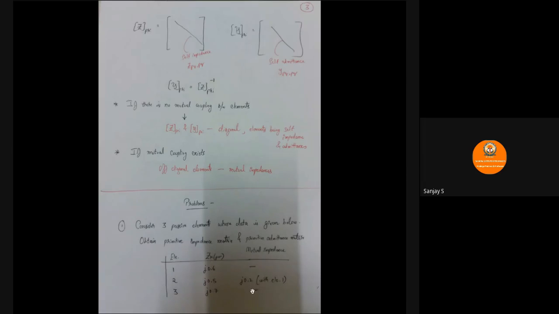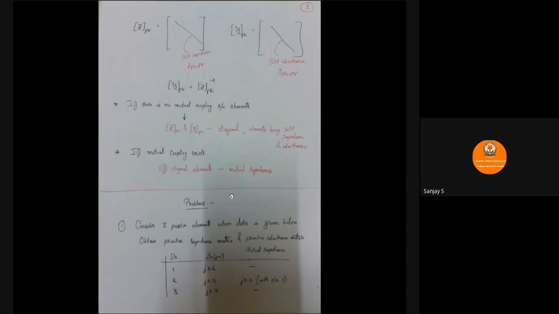Next we have to write the off-diagonal elements. From the problem we can see that element 2 is coupled with element 1 with impedance J.2. So Z12 and Z21 will exist because mutual coupling is present between element 1 and element 2. Your Z12 and Z21 will be J.2 where mutual coupling exists. We have written the off diagonal entries, and in the remaining cells we write zeros because there is no mutual coupling present in those elements as per the given data. So this is our Z primitive matrix.